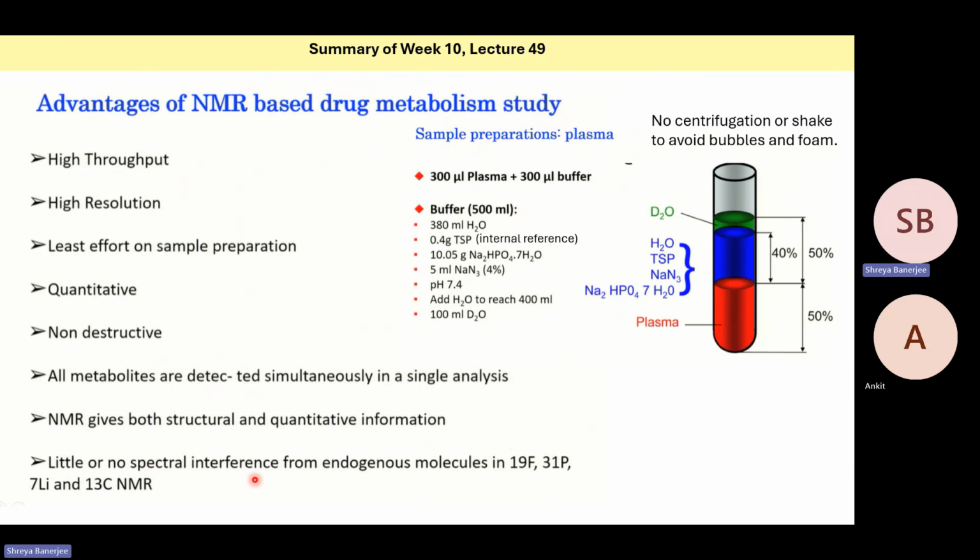Finally, there is little to no spectral interference from endogenous molecules in certain NMR, like 19F. There are no molecules naturally occurring in the body which have 19F. So you're not going to have interference from any signal of 19F naturally occurring in the body. The only 19F will be that belonging to the drug. Suppose 31P, you do have interference from DNA, RNA, and so on. But suppose you are taking it from the cytoplasm where there is no nucleic acid, then you will have no interference of 31P also. So that is basically the advantages of using an NMR-based drug metabolism study.